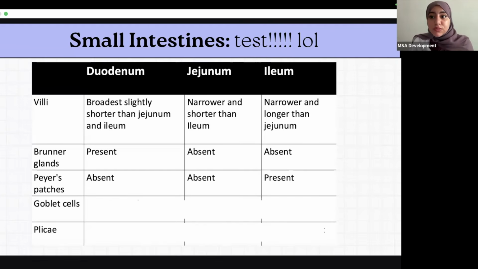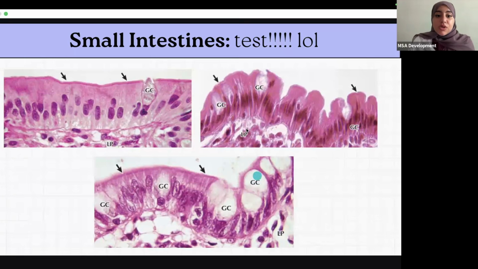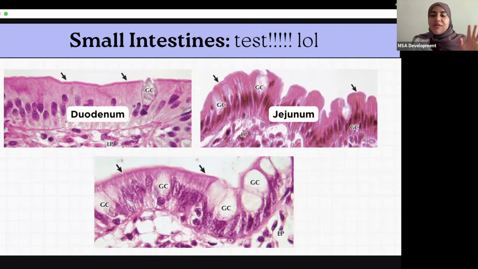Goblet cells, here's a little test. So as you can see here, these goblet cells are getting more and more towards wherever this is going. So what would you think the first one is? Duodenum, right? Because you don't need to secrete that much mucus. And then the jejunum is kind of in between, it doesn't have that many goblet cells, but not that few. And then the ileum has the most goblet cells, because as I said before, the villi get deeper and thinner, and it's more about intestinal immunity and secreting mucus and alkalining the pH and whatnot, rather than digestion, which is what the duodenum is mostly for.